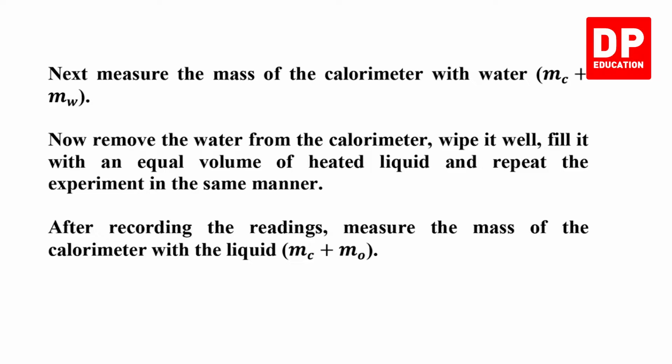Next, measure the mass of the calorimeter with water. Already you have measured the mass of the calorimeter and stirrer only. Now with water you measure it. So if you get the difference, that has to be the mass of water.